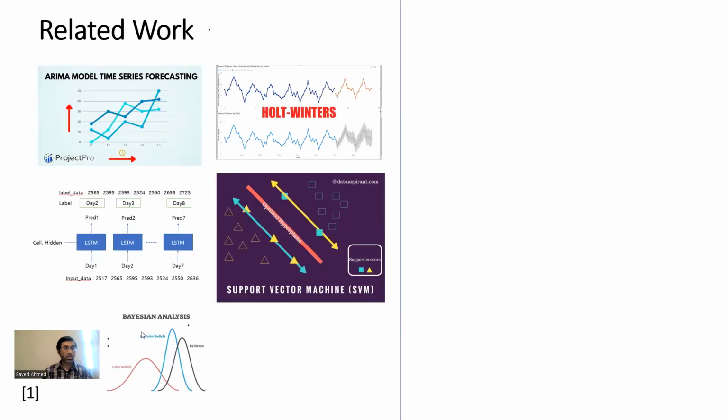The related work in this domain involves statistical models like ARIMA, Holt-Winters, or machine learning and deep learning, LSTM, SVM, Bayesian. SVM, LSTM, they work well.